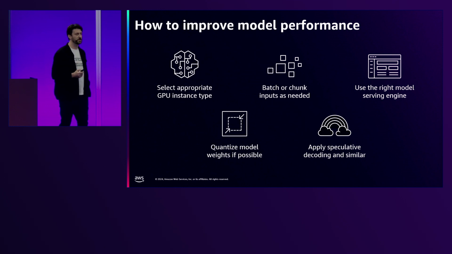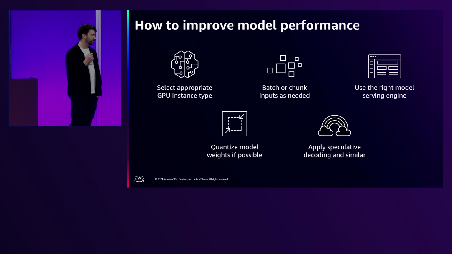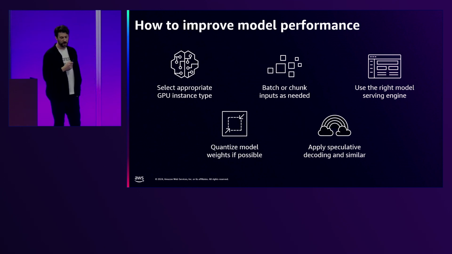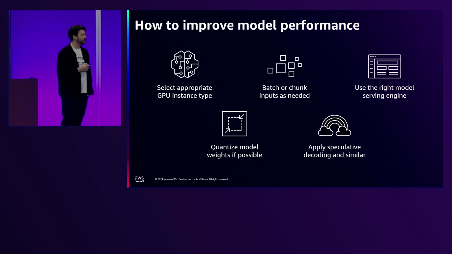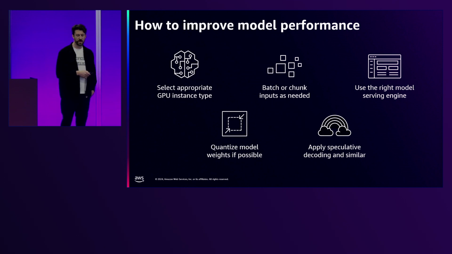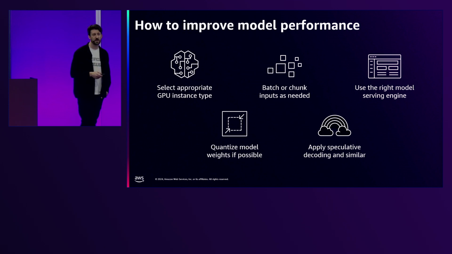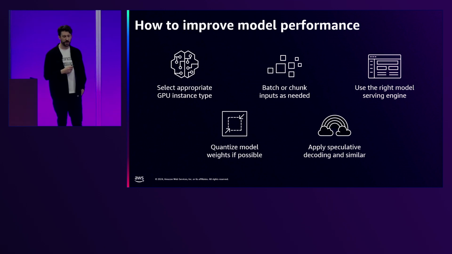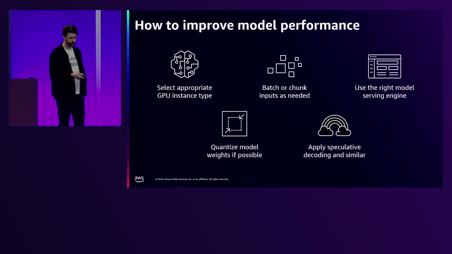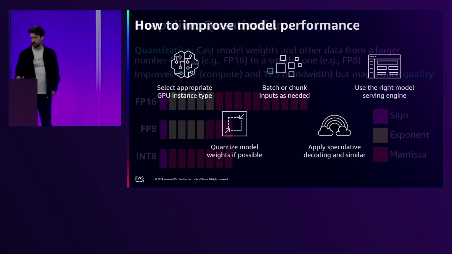If possible, we should always quantize our model. And finally, and somewhat more sophisticated, we can apply model algorithmic improvements to our model to speed up performance, such as speculative decoding. And again, each of these is just an example of a different lever that you can pull to drive better throughput, latency, and quality. Faster, cheaper, better.